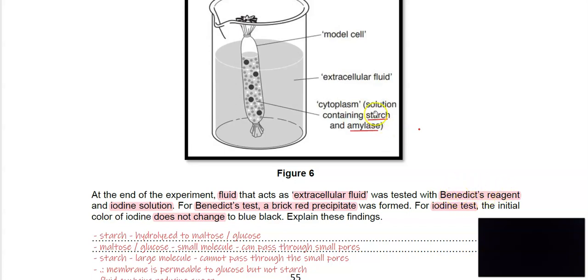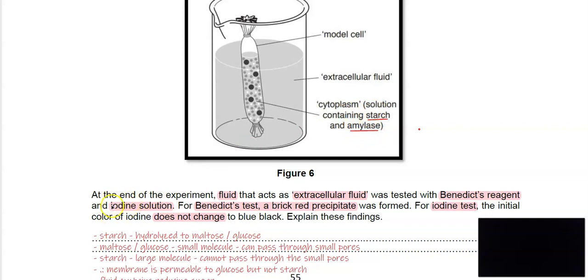Okay, so when you mix starch with amylase, the starch will be hydrolyzed to smaller molecules. This smaller molecule can be maltose. As you know, maltose is a type of reducing sugar. So when you mix maltose, a reducing sugar, with Benedict reagent, it causes the Benedict reagent to change color from blue to brick red, for example.